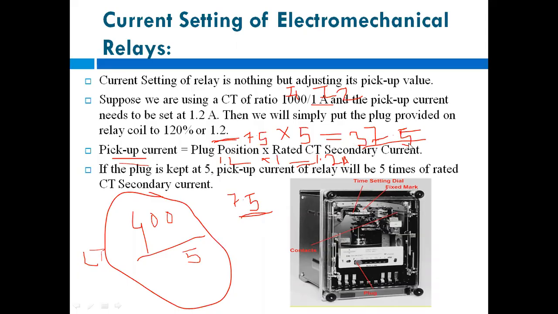Okay, understood by everyone? It means if any fault occurs, the minimum current should be 37.5. Below that your relay will not operate, but at that value and above, your relay will start operating.